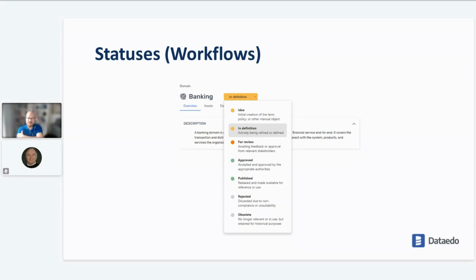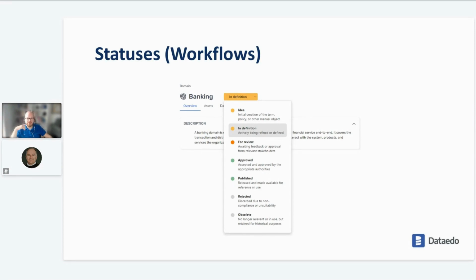So the first one is our first step into building workflows functionality into Dataedo. For now, this is a field called status. It's a built-in field called status for all the manual objects, such as business terms, domains, lookups. We built a predefined list of statuses which you can choose from. In this release, this is just an indication of the status the object is in.